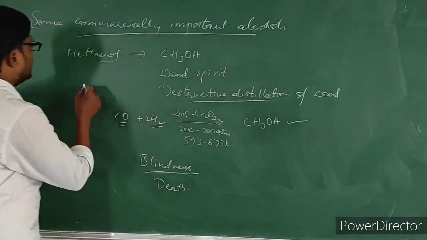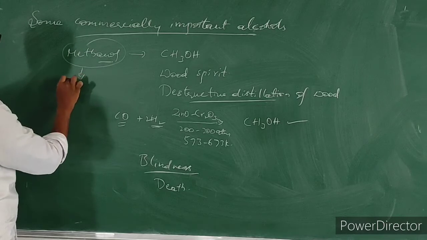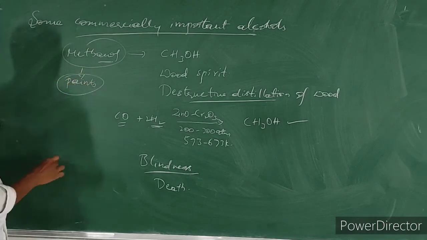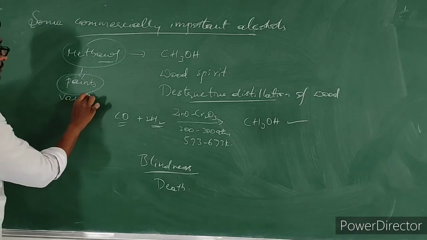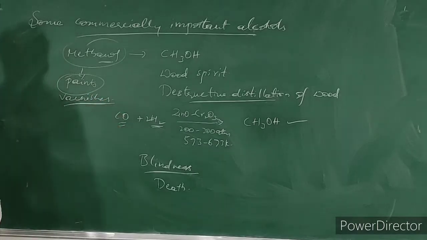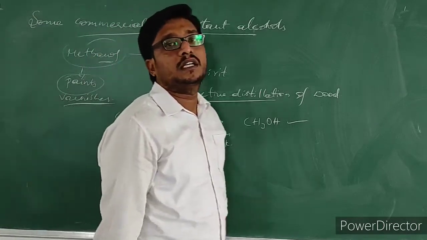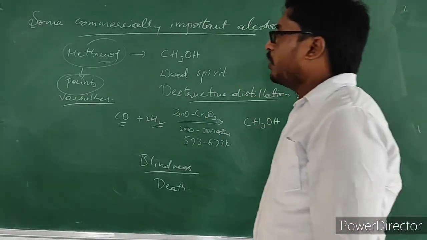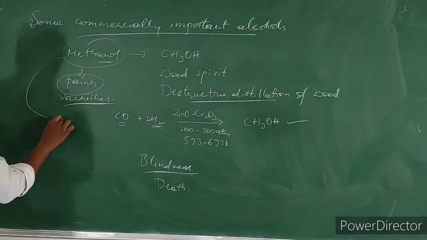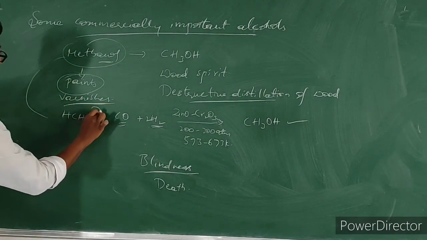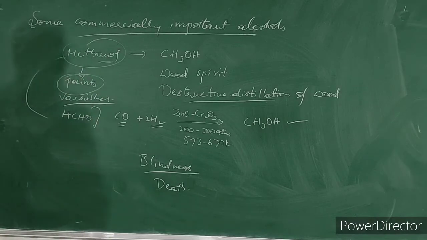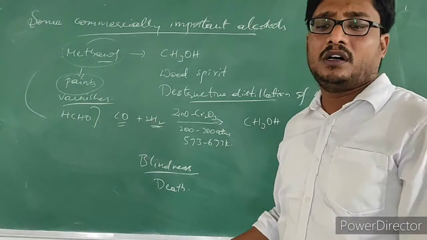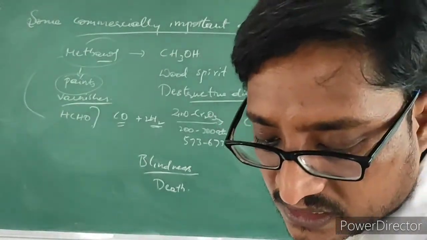Generally, methanol is used as a solvent in paints and varnishes. So this is something about methanol. And we can also prepare formaldehyde by using this methanol. Formaldehyde can also be produced from methanol. So now let us see about ethanol.